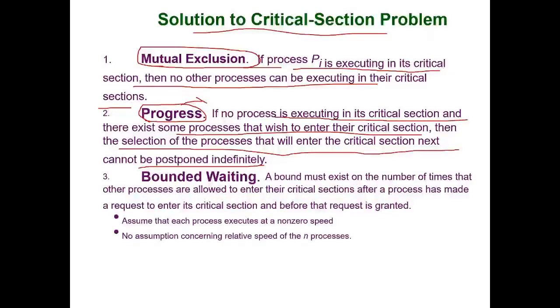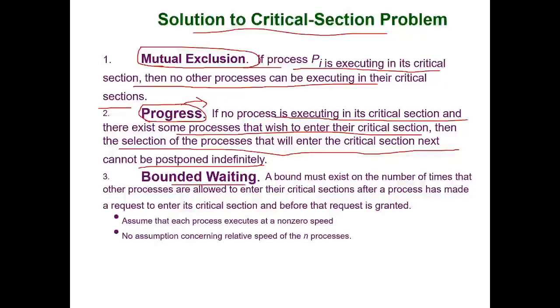If other processes are not interested in entering the critical section to execute, then those processes must not be forced to enter the critical section. The chance must be given to other processes who really need to enter the critical section and execute that part. So only the processes which are interested in entering the critical section and executing should be given the chance. That is the progress.